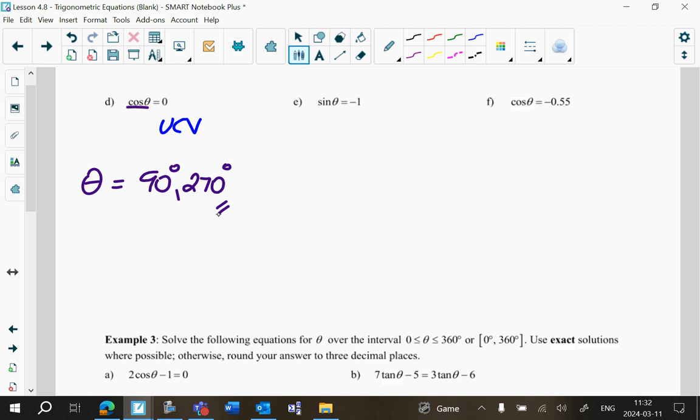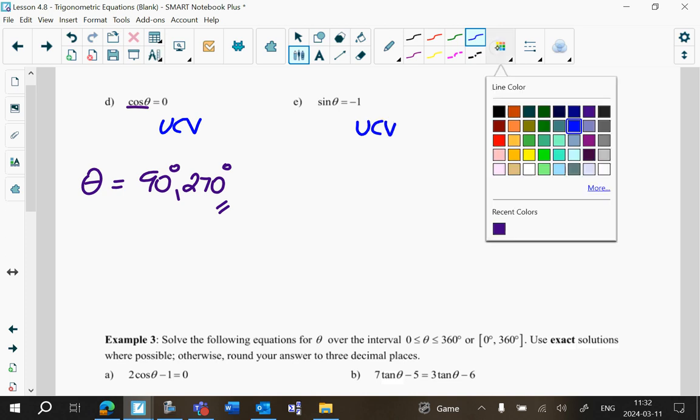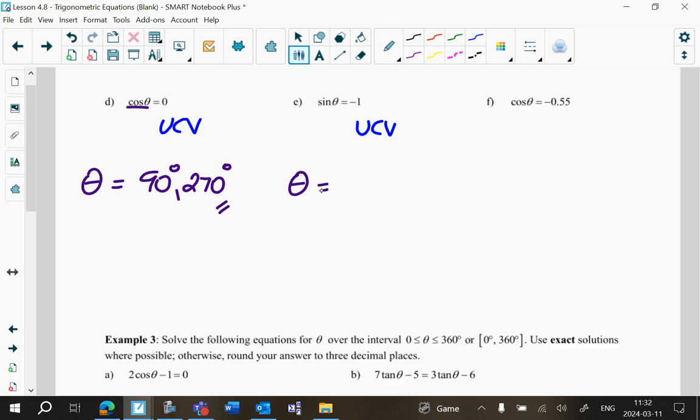How about this one? Unit circle value or calculator? Yeah. So what angles have a y coordinate of negative 1? 270. Any other ones? No. So in this case, there's just one answer.